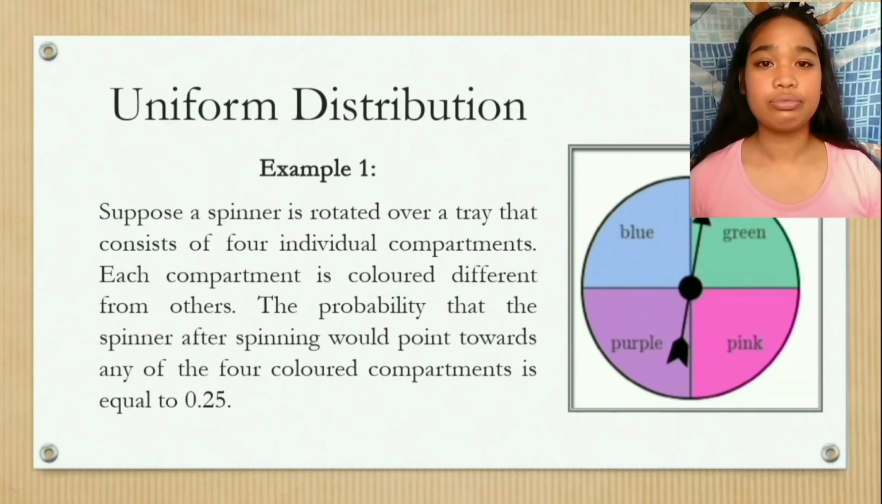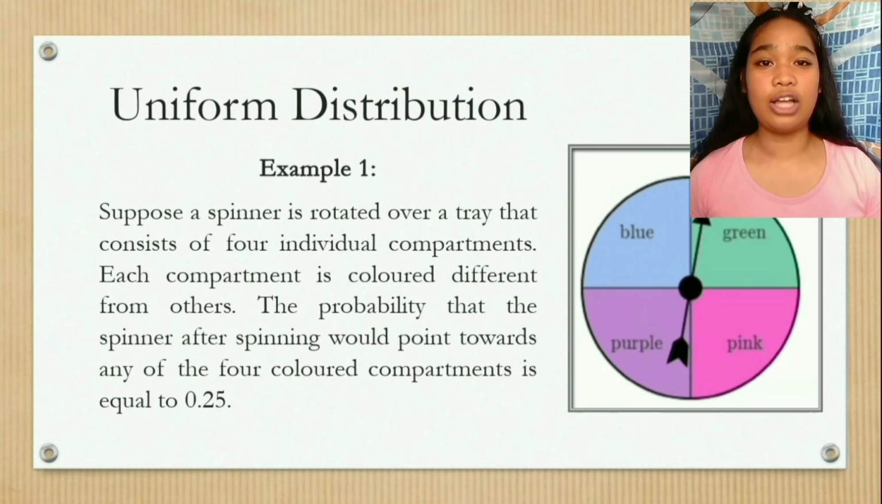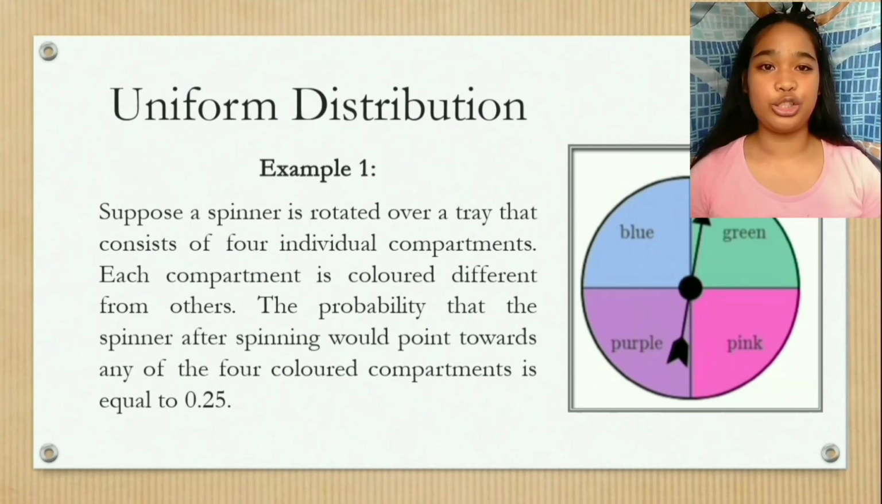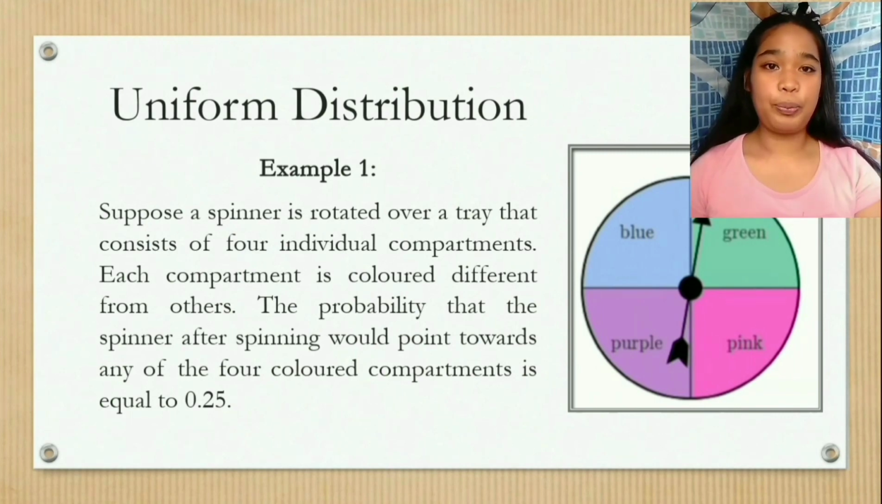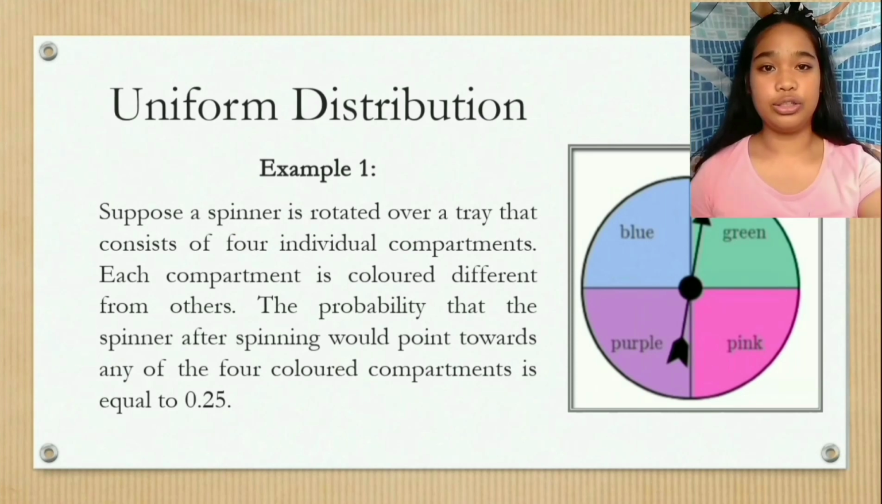Example 1. Suppose a spinner is rotated over a tray that consists of 4 individual compartments. Each compartment is colored differently from the others. So the probability that the spinner after spinning would point towards any of the 4 colored compartments is equal to 0.25 or 1/4. So when we look at the picture there and consider this spinner is rotated, then the probability of getting blue is 1/4, same with green 1/4, purple and pink is the same, 1/4.